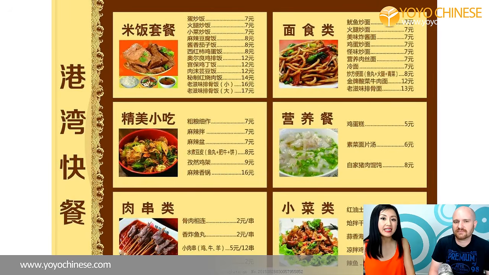If you search for 菜单, like C-A-I-D-A-N, 菜单, you can see all the Chinese menus, and then you'll be able to just pick out words that you know. Yep, and we'll also be putting up a blog post with a lot of images from these menus and also the characters that we taught and stuff like that.